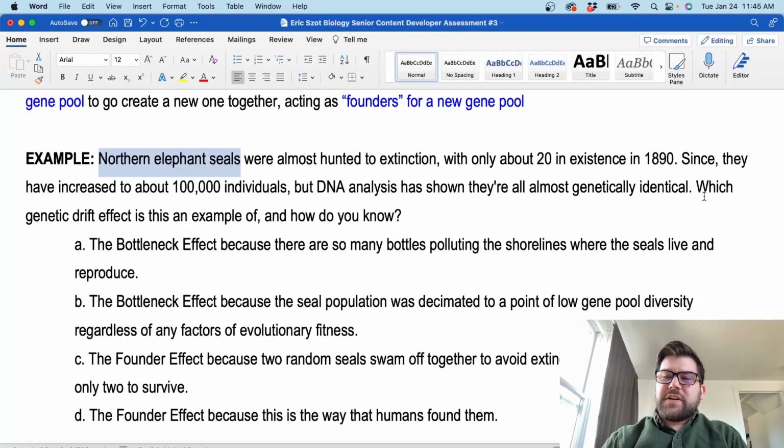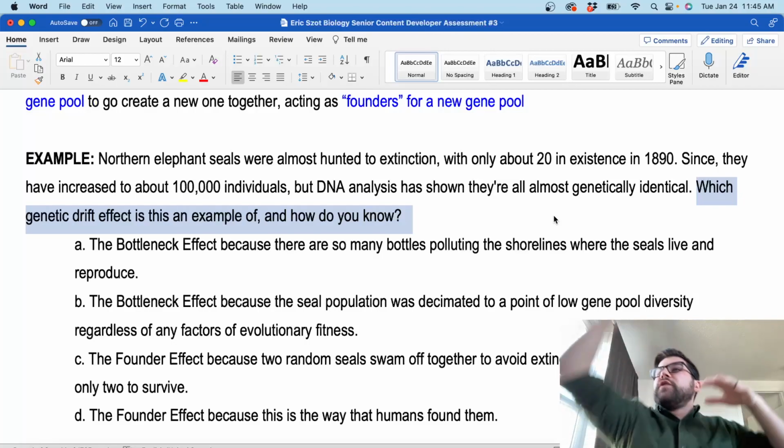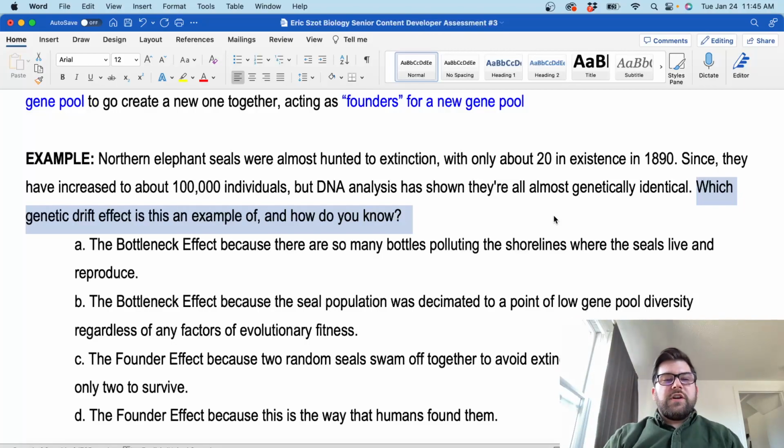But let's look at the question here. That's what's going on. So what effect is going on here? Is it a bottleneck event or is it a founder event or effect? What's going on and how can we tell? So first, let's think what we're looking for. Are any elephant seals randomly leaving and randomly going somewhere else to set up a new gene pool? No, it doesn't seem like it. Is there some kind of random catastrophic event happening to the elephant seals? Yeah, humans are coming in, wiping them out. So that seems to be the bottleneck effect.